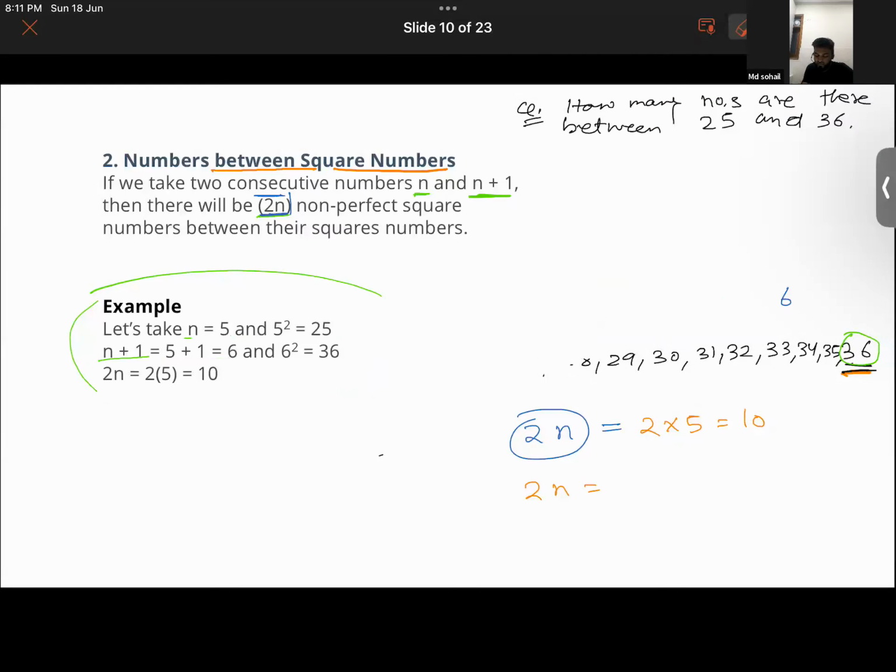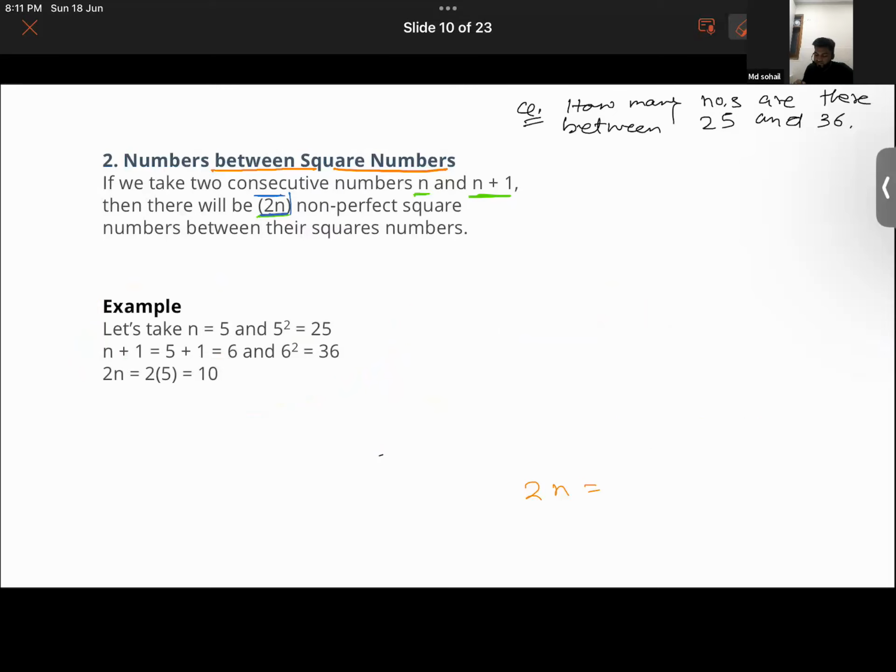Let me write it afresh. See here. You write 25 and the other number is 36. You need to find out how many numbers are in between 25 and 36. So 25 is the square of 5 here, and this 5 will be the value of n here.